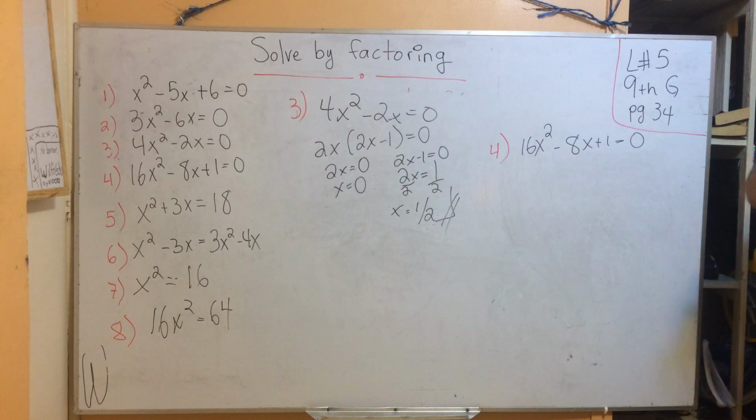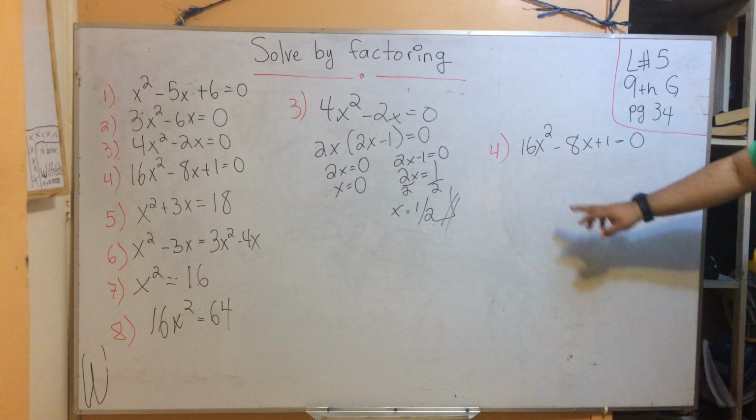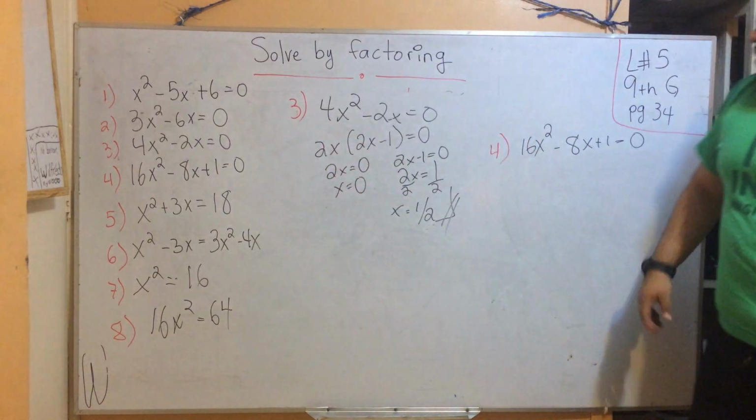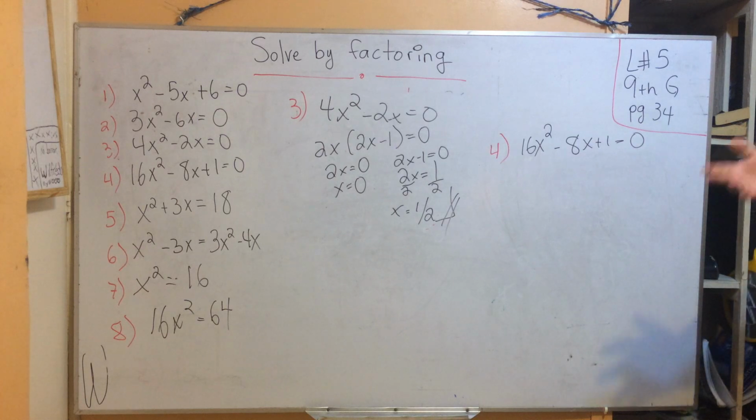Okay, now this one can get a little trickier because usually we have 0, or we have 1, or an easier number like this one. Okay, now 16 can be worked in different ways. Because we can have 16 times 1, 16. We can have 4 times 4, 16. We can have 8 times 2, 16.